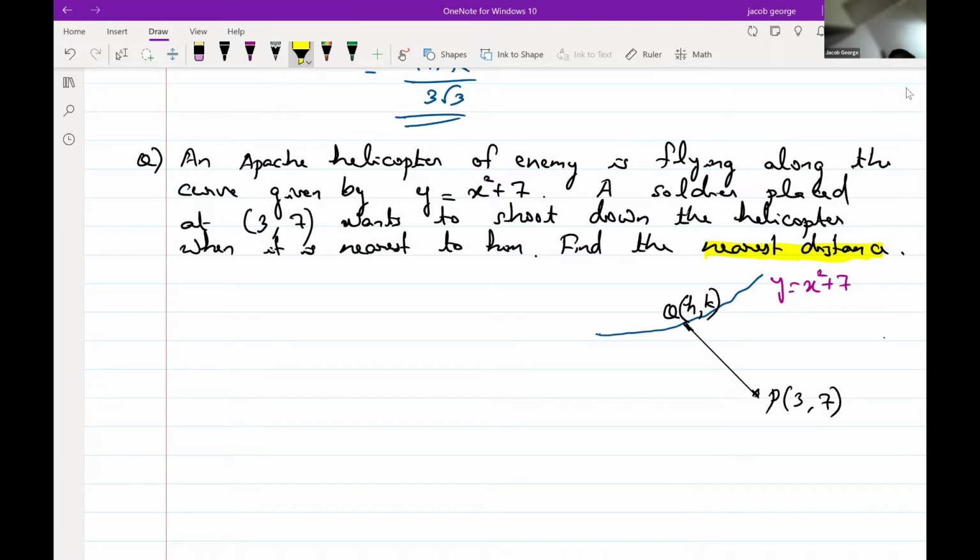A curve y is equal to x square plus 7. Then the coordinate 3, 7 is the point where the soldier stands. So we took a point Q(h, k) on the curve such that PQ is minimum. Then you have to find the distance using the distance formula and apply the condition for minimum. So let's start.